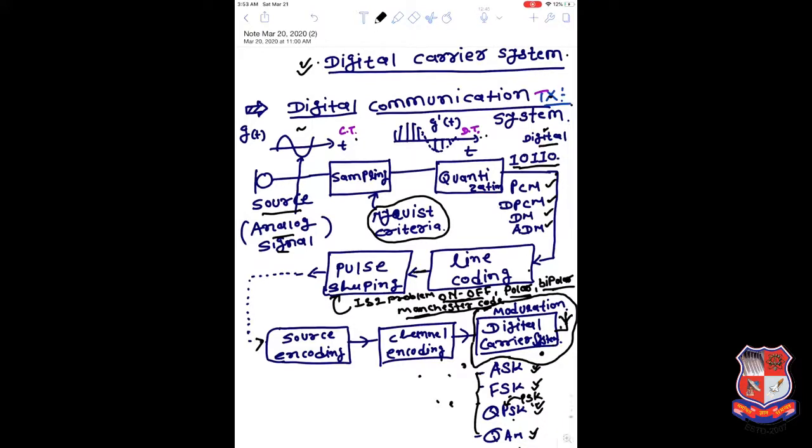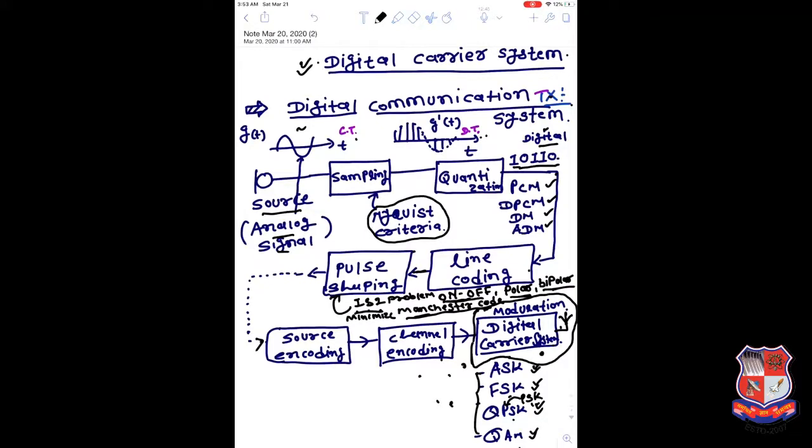Then the output of the line code goes to the pulse shaping circuit. The pulse shaping circuit is basically used to remove the inter-symbol interference. Whenever the signal is transmitted from the transmitter, there is no ISI. It's an ISI free signal. But due to the effect of a channel, the signal spreads in the time domain and combines with the neighboring pulse. And this effect is known as inter-symbol interference. So pulse shaping is a method to shape the pulse in a form so that inter-symbol interference can be minimized as low as possible.